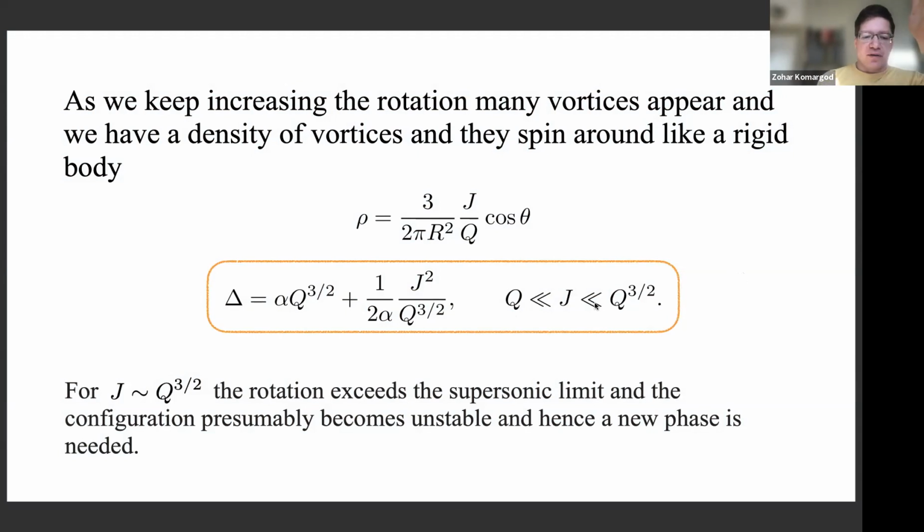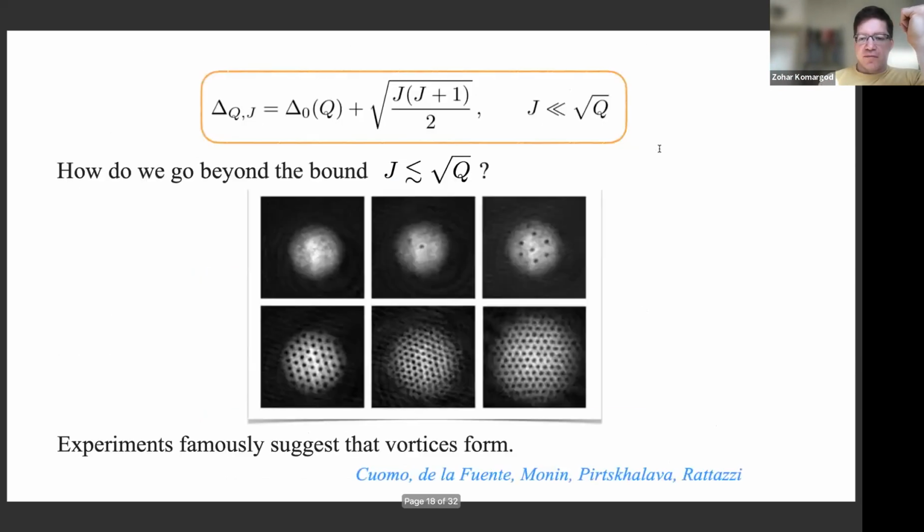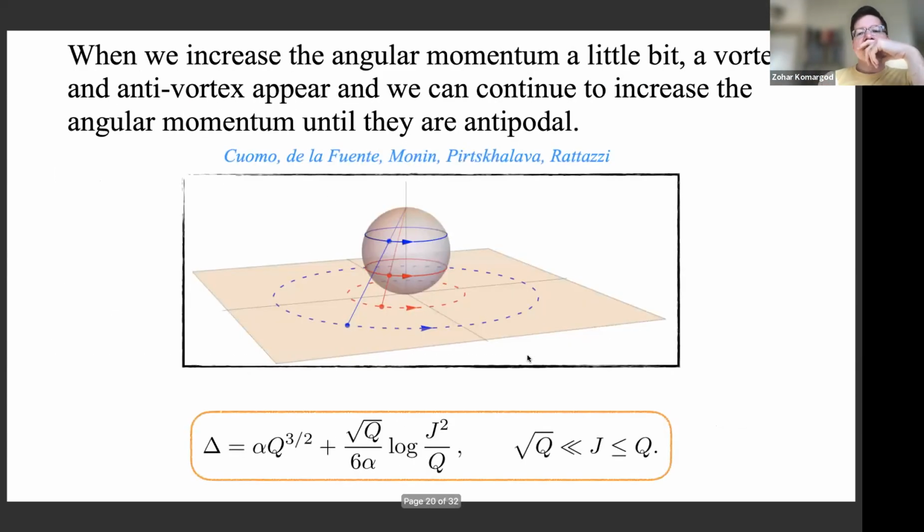And this description is valid all the way to q to the power 3/2. So this picture is like a lattice of vortices that's just rotating with the sphere, with some angular velocity which is determined by the angular momentum, but the configuration is rotating in such a way that it looks like a rigid body. So you should think about these vortices on a sphere, and they will be rotating together with the sphere. So that's the next phase.